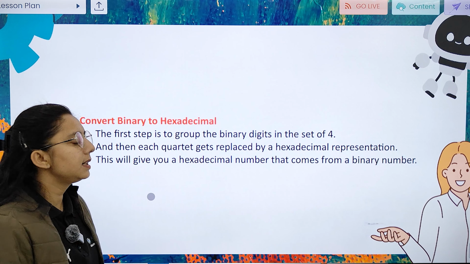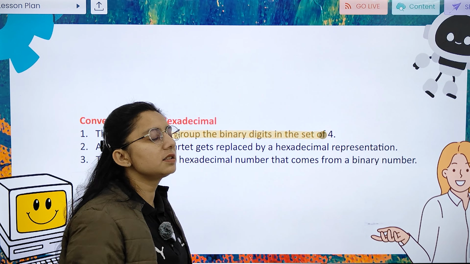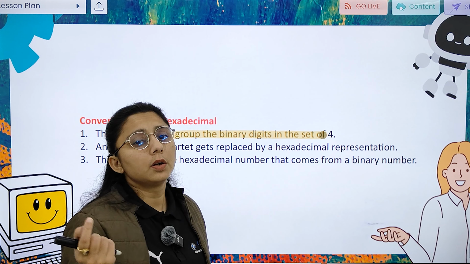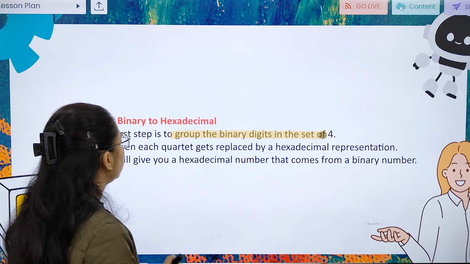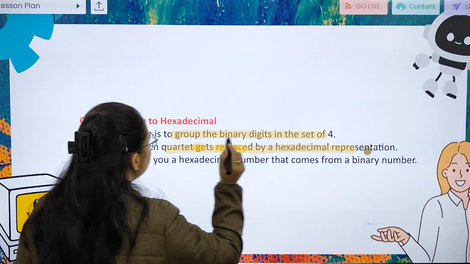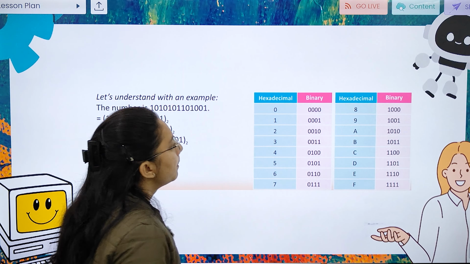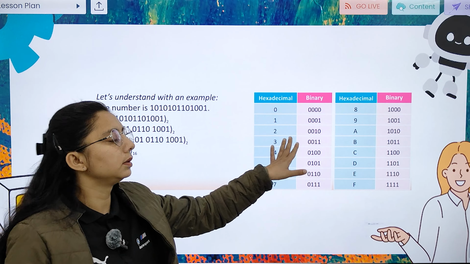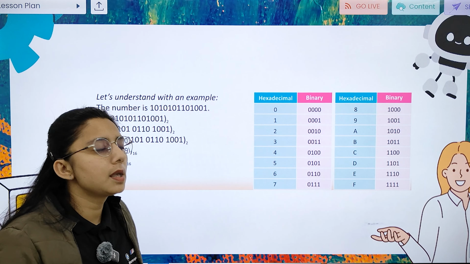Now binary to hexadecimal. In this you have to make the group of binary in sets of 4. In octal we made groups of 3. Here you have to make groups of 4. And then each quartet gets replaced by a hexadecimal digit, and this will give you a hexadecimal number that comes from a binary number. This you have to learn. Then only it will become easy for you to solve this sum.